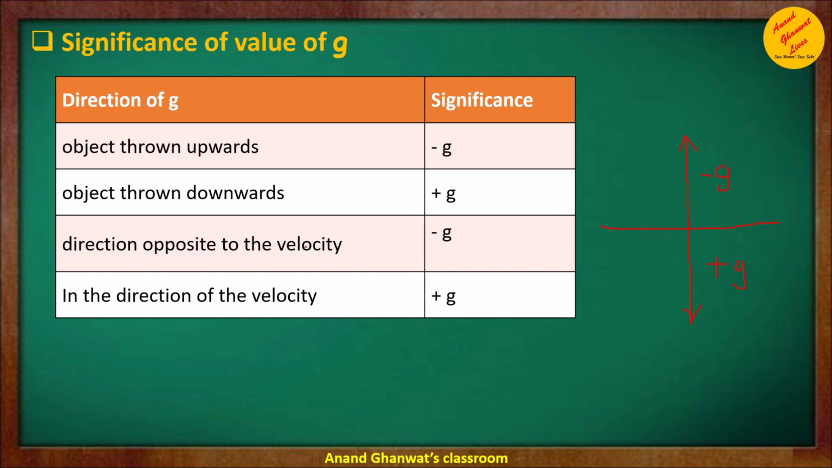Direction opposite to the velocity: if gravitational acceleration acts in the direction opposite to the velocity, then the value of g is negative. If the direction of velocity and the direction of gravitational acceleration are the same, then the value of g is taken as positive. So remember this significance of the value of g.